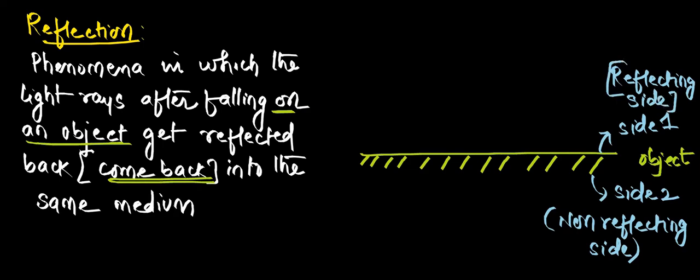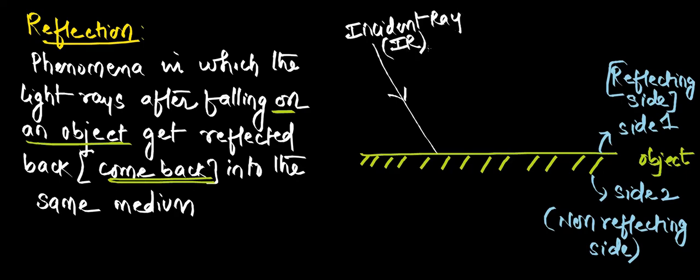Now let me take a light ray. It is falling on the reflecting side of the object. Now the light ray which is falling, what do we call it, Gautam? It is called the incident ray. And how do we denote it? IR. Now it is striking the object at one point, right? What is this point called?